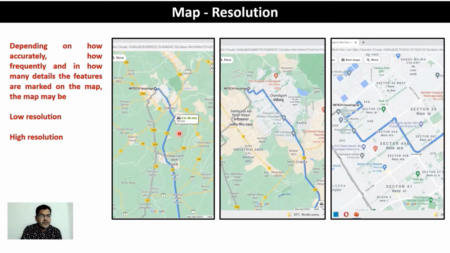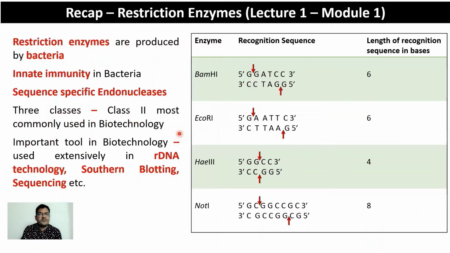So before moving forward, let's have a recap on restriction enzymes, which was our lecture 1, module 1. And I'm sure you remember that restriction enzymes are produced by bacteria. And they are basically a part of innate immunity to bacteria against bacteriophages. So as soon as a bacteriophage invades the bacteria, these restriction enzymes go and digest its DNA and thus thwart the invasion. These endonucleases are sequence specific. That is, only when a specific recognition sequence or a certain order of nucleotides is present in the invading DNA, do they actually digest that DNA.